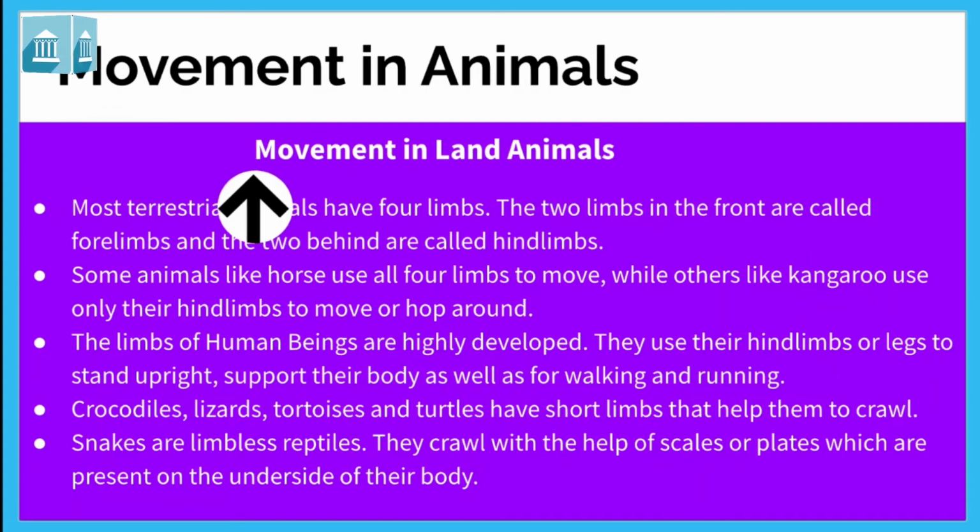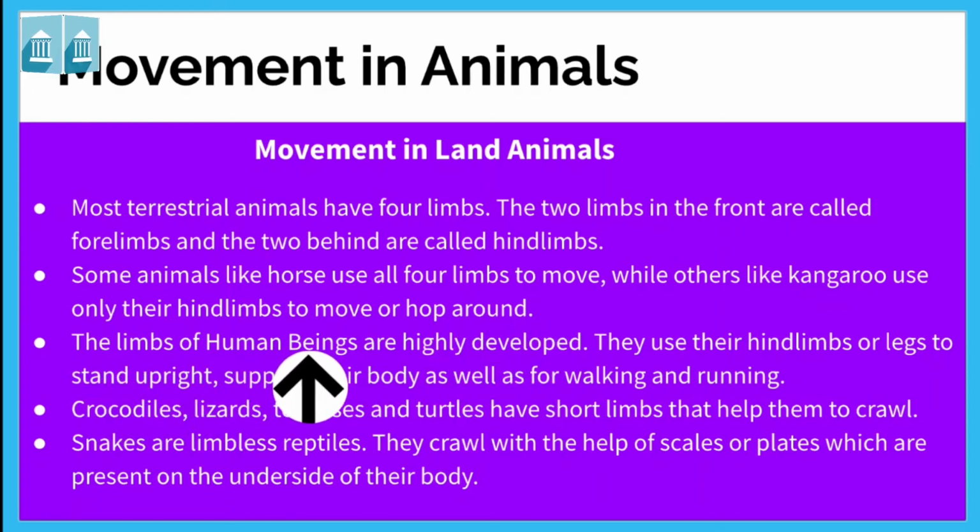Movement in animals. Movement in land animals. Most terrestrial animals have 4 limbs. The two limbs in the front are called forelimbs and the two behind are called hind limbs. Some animals like horse use all four limbs to move, while others like kangaroo use only their hind limbs to move or hop around.